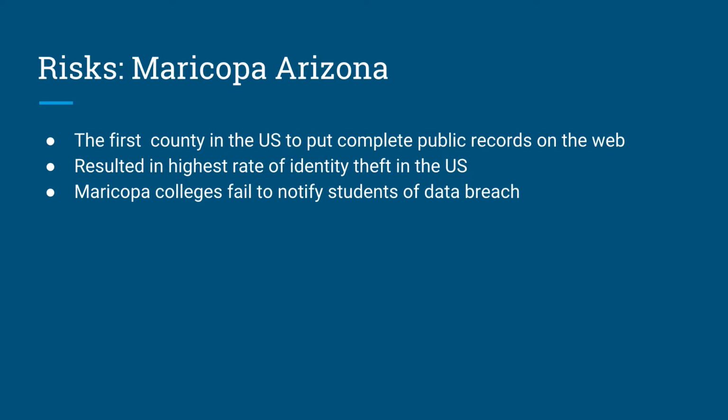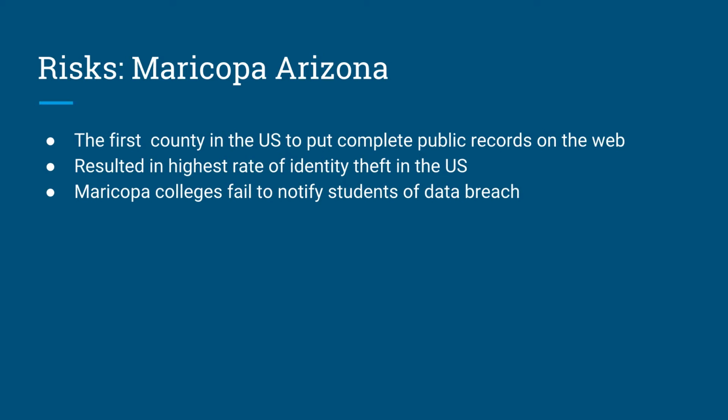So the first one here is Maricopa, Arizona. This is the first county in the U.S. to put complete public records on the web. This information included social security numbers, birthdays, home addresses, things like that, things that you want public. So obviously, because of this, huge identity theft, the biggest in the nation, in fact, resulted from this.